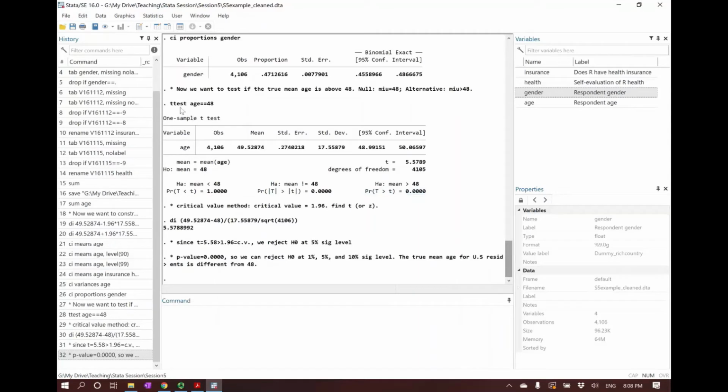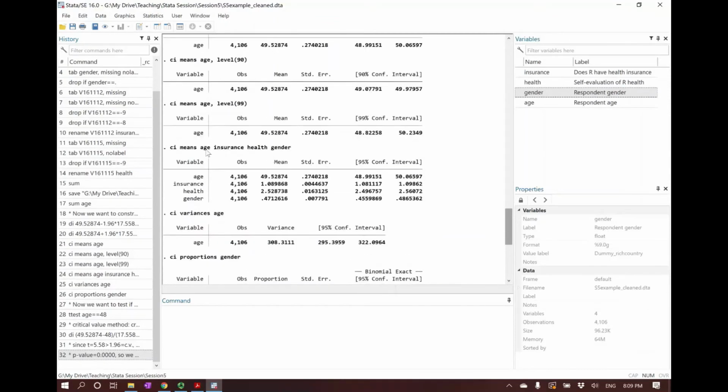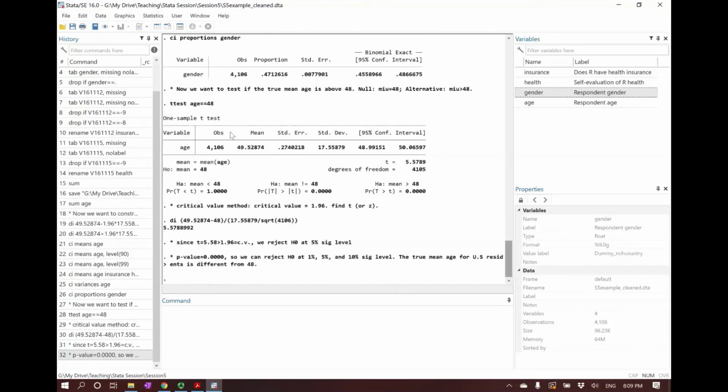So this is just the one-line command for a hypothesis testing for one single sample. Again, it will create this 95% confidence interval for you. So sometimes we do not even need to use the ci means command. You could directly always use the t-test, and it has everything for you.